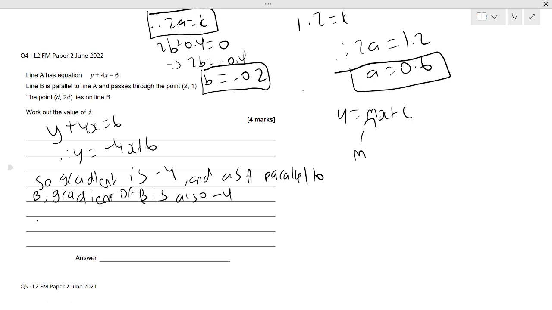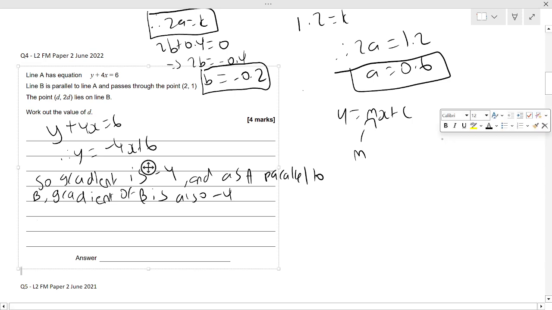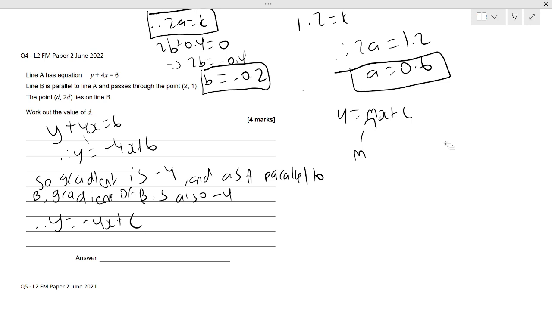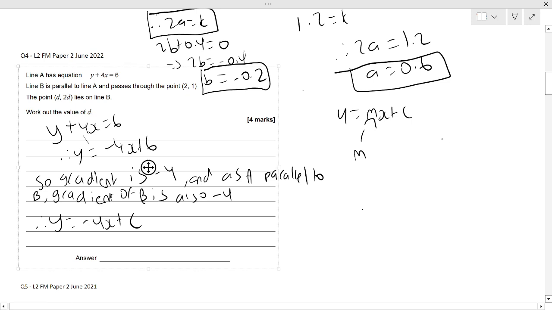But therefore, then I could say that y is going to be equal to minus 4x plus c for our line B, okay? But bear in mind, the c will be different to A. But how would we find c? Well, we're given the point (2, 1). So I'm going to sub (2, 1) in.